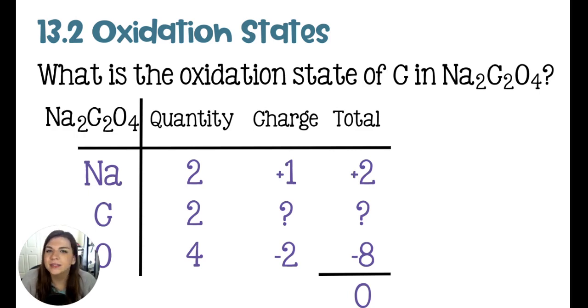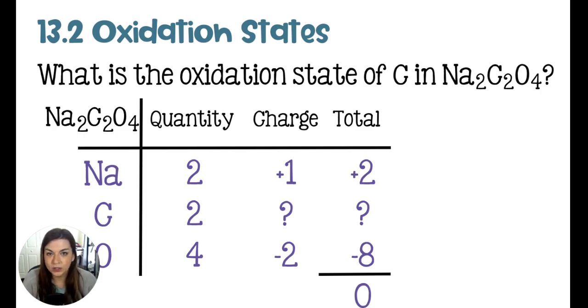I know that because this is a compound, the total of all of the oxidation states added together must equal 0. Using the periodic table for my two sodiums, I know that they are each +1 because sodium can only ever be +1, unless it's 0. So the sodiums in total will give me a charge of +2.